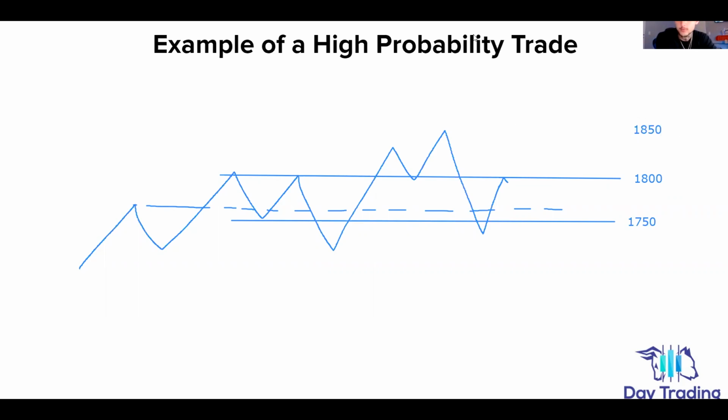So now let's say that you're taking a position here, and you've seen time and time again, whenever price hits this line here, 1800, whenever you see the market hit this 1800 line, it completely rejects and moves in the opposite direction.